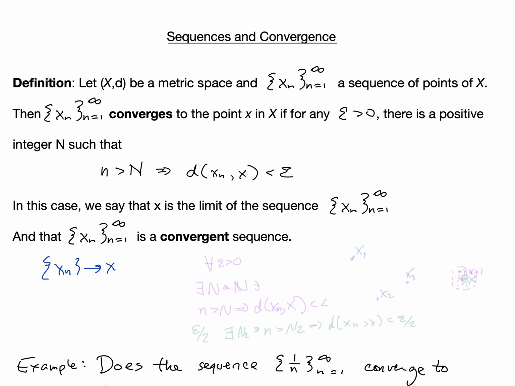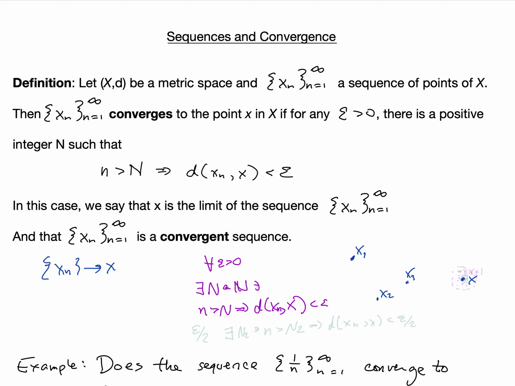So what this definition is saying is, okay, we've got this sequence of points, x1, x2, x3. We don't really care what it's doing in the beginning, but what we're saying is that eventually it needs to get close to x. How close? As close as we want. So for any epsilon greater than 0, there is some N in the natural numbers such that n greater than that N implies that the distance between those two points, x_n and x, is less than epsilon.